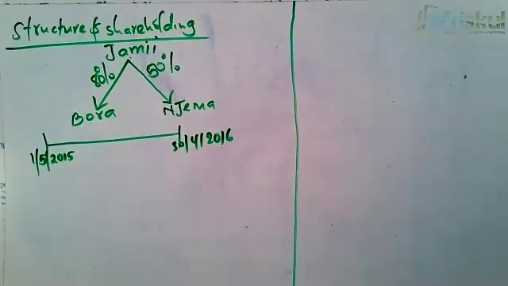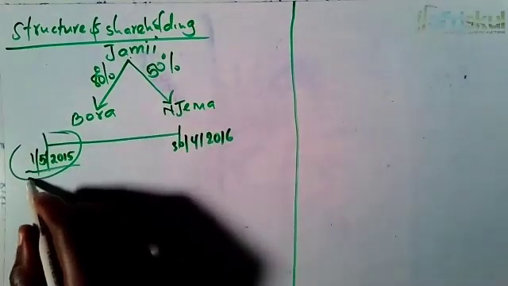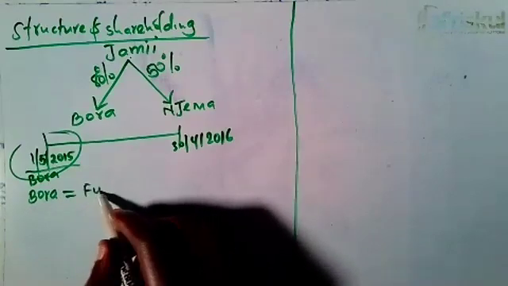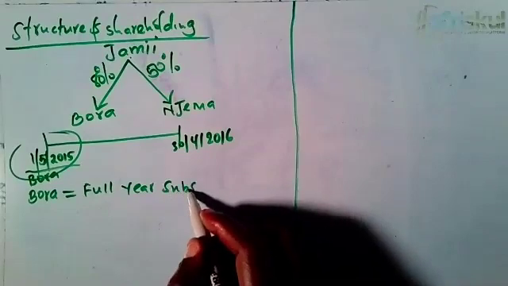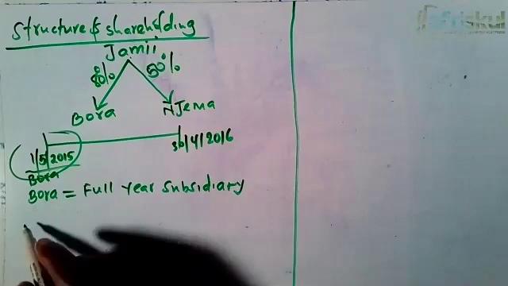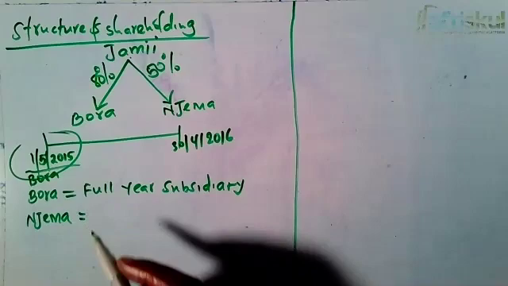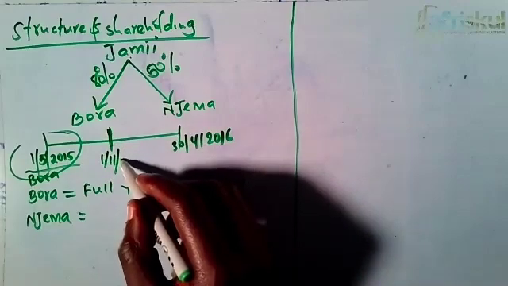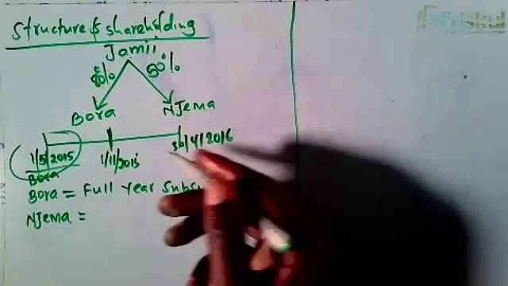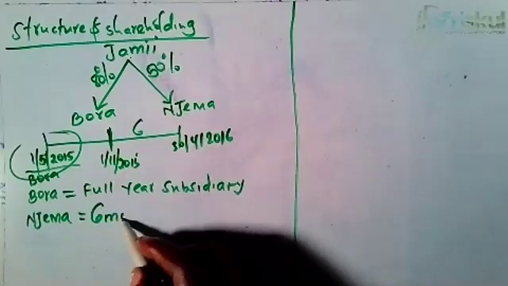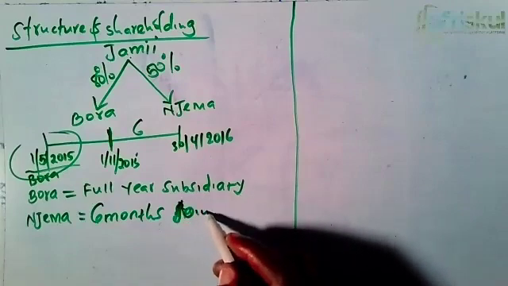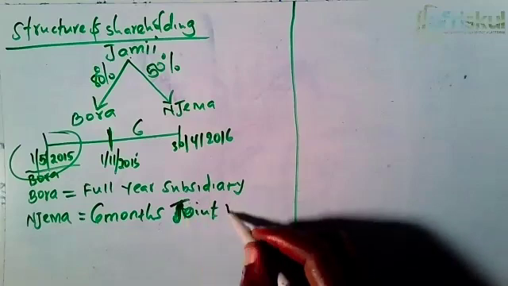Bora was acquired in May 2015, according to note 1, which means that Bora is a full year subsidiary. Then Jema was acquired according to note 2 on 1st November 2015. So November, December to April, those are 6 months. So this one is 6 months, not a subsidiary but a joint venture, because it is 50%.